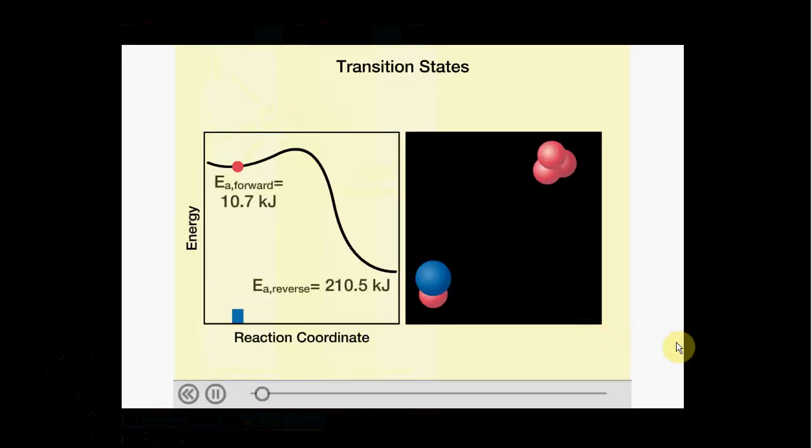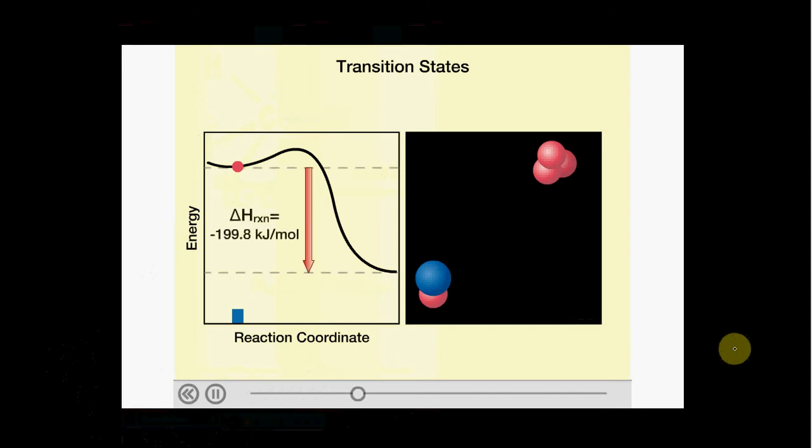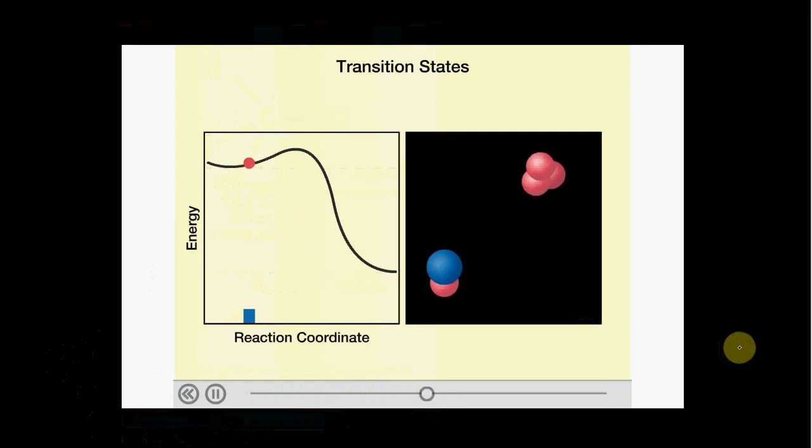Let's analyze the changes that occur in energy and atomic arrangements as the reaction between nitric oxide and ozone occurs. Initially, the nitric oxide and ozone molecules are separated and are not reacting. The forward reaction proceeding from reactants to products is exothermic by 199.8 kilojoules per mole. Let's see how the energy changes and the molecular changes correspond.